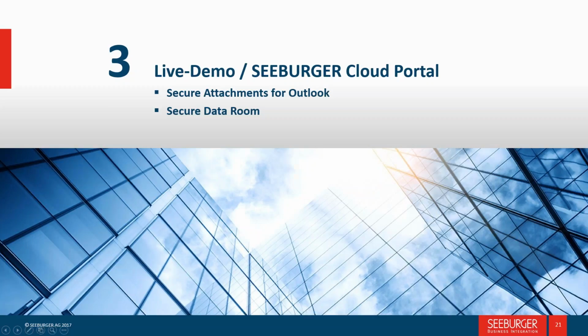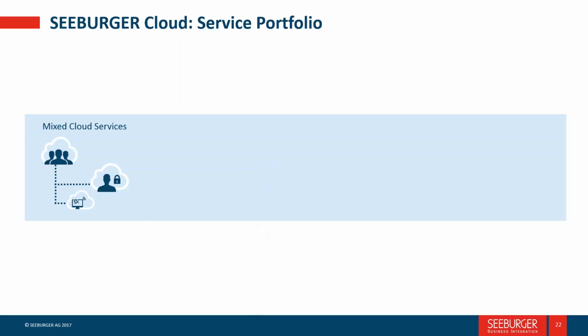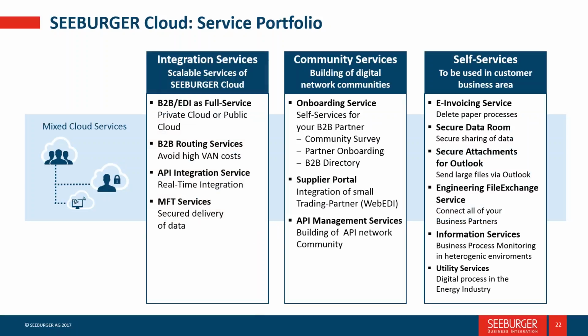So having shown this, it's now time to see the live demo for these two tools, the secure attachments and the secure data room. So here, before we dive into the demo, again, the service portfolio, and I'm just showing this because these are kind of the services that you now can see directly in the Seeburger Cloud. You can see some of these that can be booked, and you will see the secure data room and the secure attachment service like it looks in the cloud.